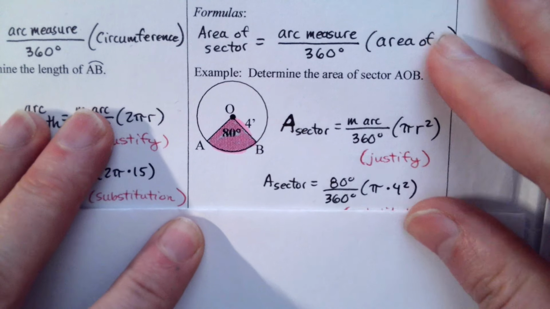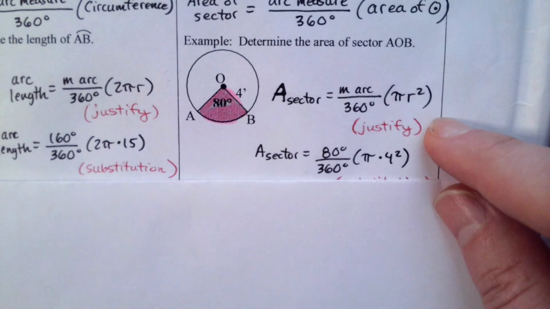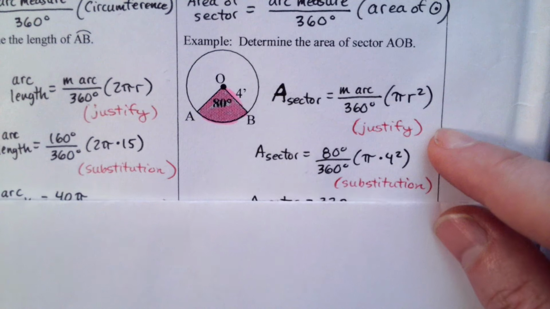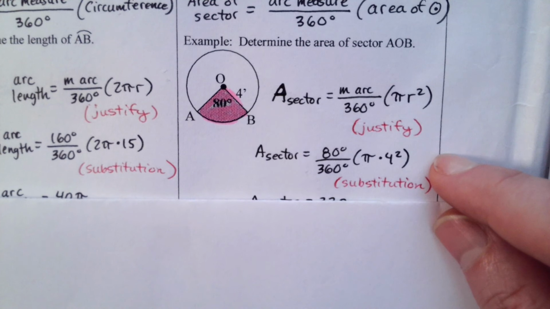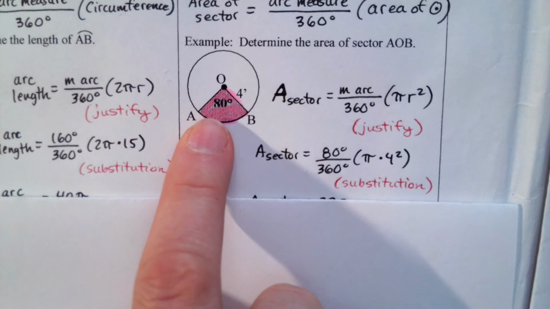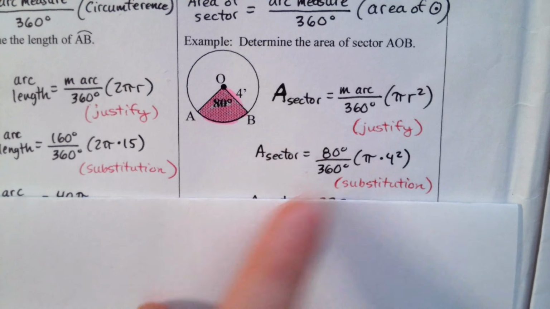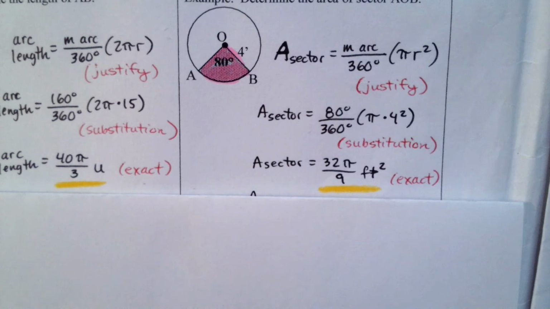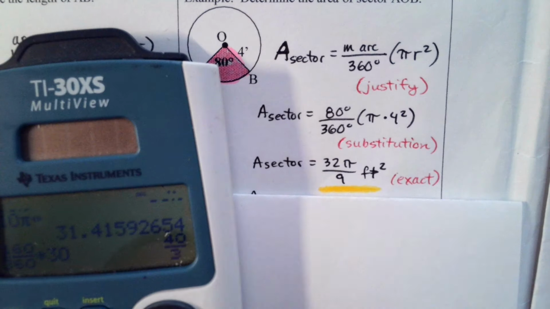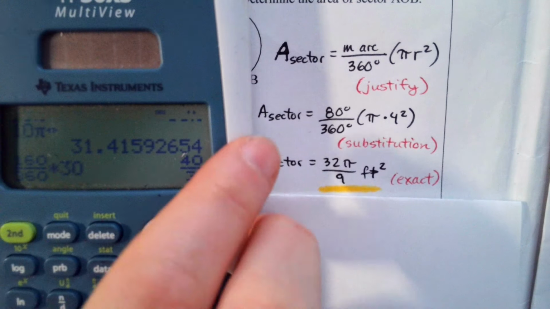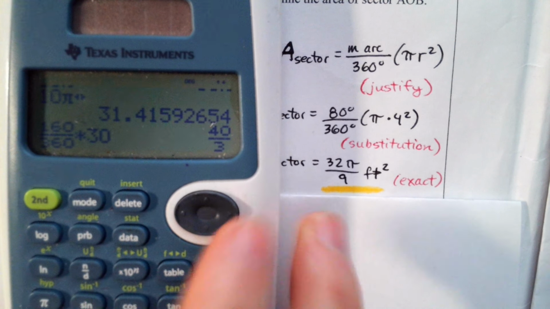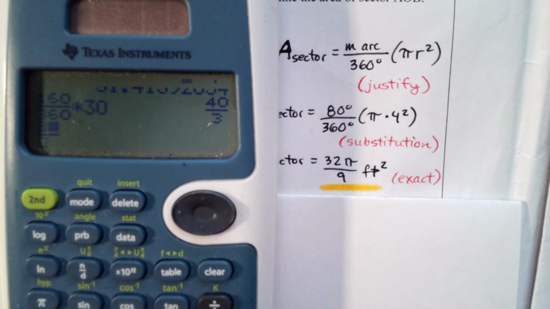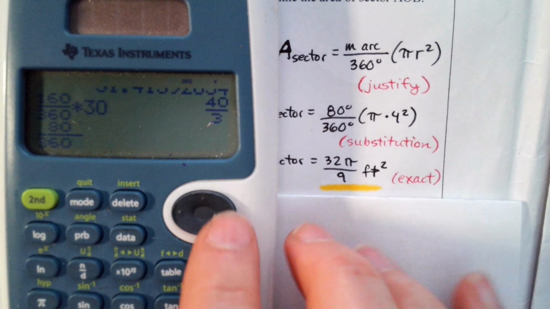Okay, so first step is to justify by writing the actual formula. Second step is our substitute step, substituting the numbers in. Our central angle is 80, our radius is 4. Next step is to, and you can combine it, simplify and get the exact answer using the calculator buttons that I've shown. Okay, so for example, on the problem here, how to get 32 over 9, I will use the fraction button. I'm going to type in 80 divided by 360 times 16.